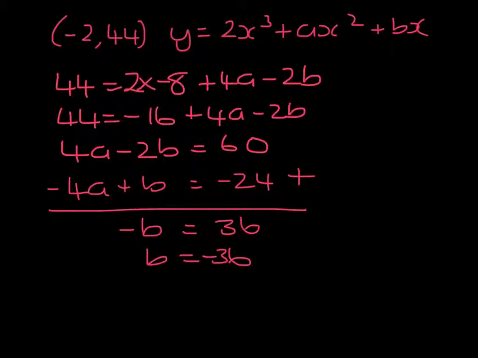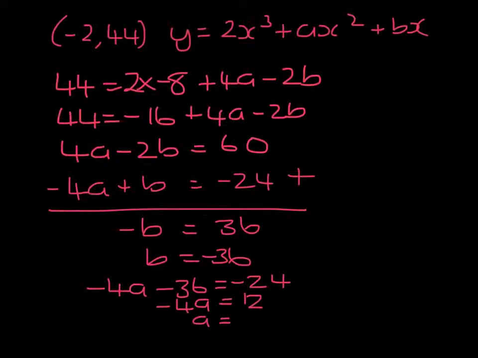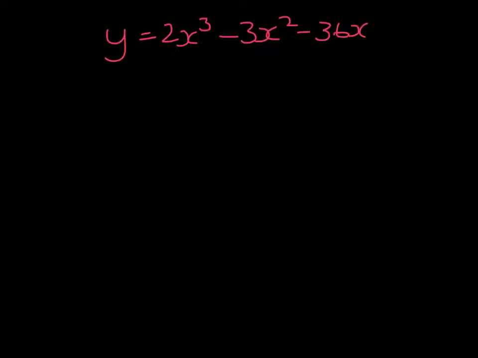To work out a, have that minus 4a plus b has to equal minus 24. So minus 4a would equal 12, and a is minus 3. So a is minus 3 and b is minus 36. This means that the equation of the curve is 2x cubed minus 3x squared minus 36x, and we're asked to find the other turning point.